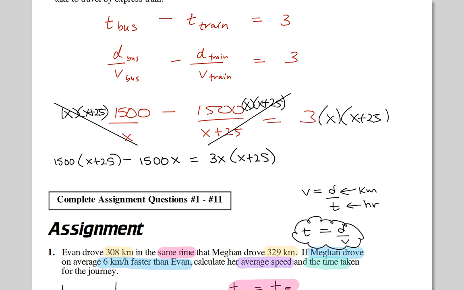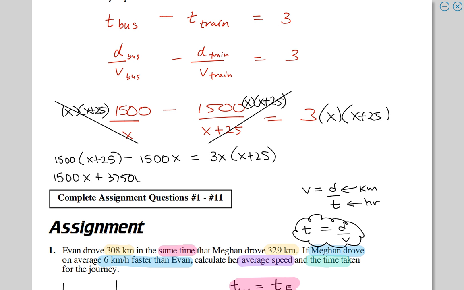And at this point, it's just distributing and collecting. So I'm just going to go through this. 1,500 times x plus, thank you, she said 37,500 minus 1,500x equals 3x squared plus 75x. What's happening on the left there? The 1,500x's are canceling as a zero pair.